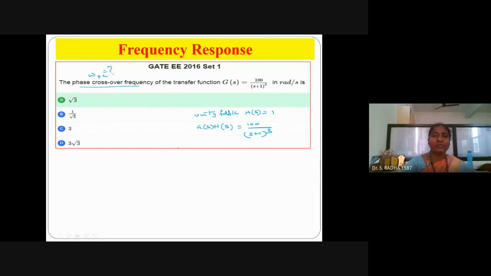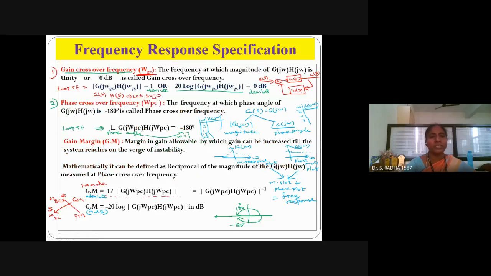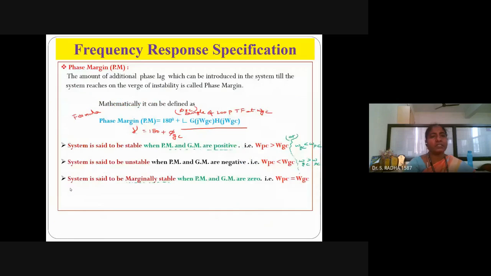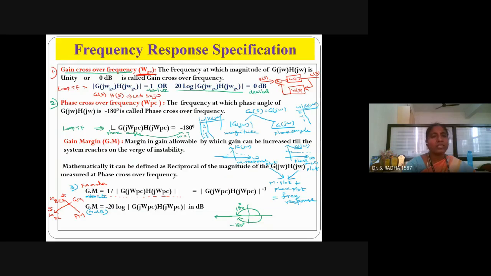And what is the formula for omega pc? The second formula I have told here. The third one is gain margin, and the fourth one is phase margin. Four formulas we have seen. The second formula is the phase crossover frequency: make the angle of the loop transfer function and omega value at 180 degrees. When the angle becomes minus 180 degrees, that omega value is called omega pc.